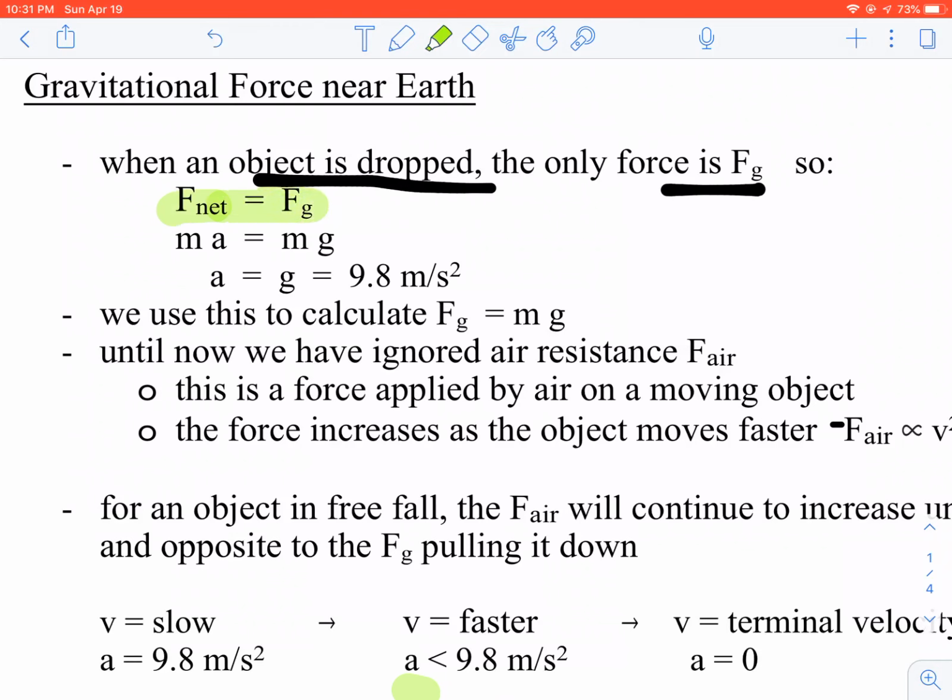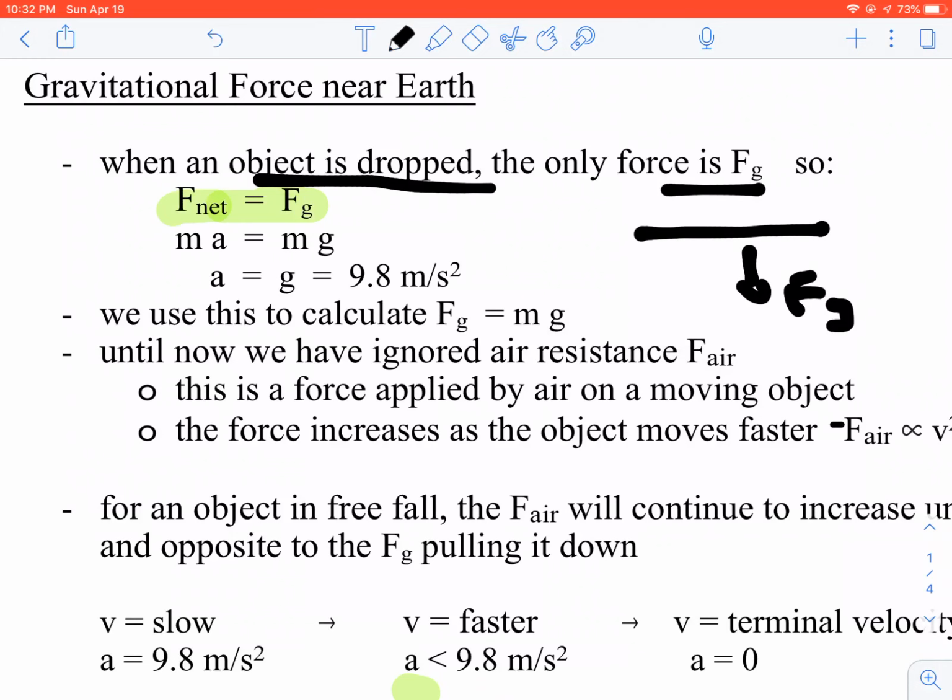If I was going to draw that pen, there's the pen, not a very good pen, and I know that the force that's being applied to it is the planet. And that's it. That's the only force that's being applied to your object.